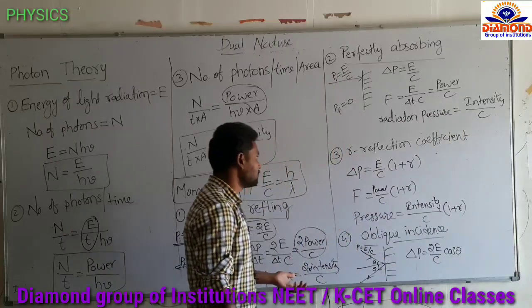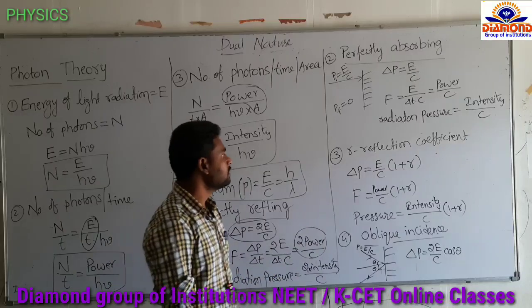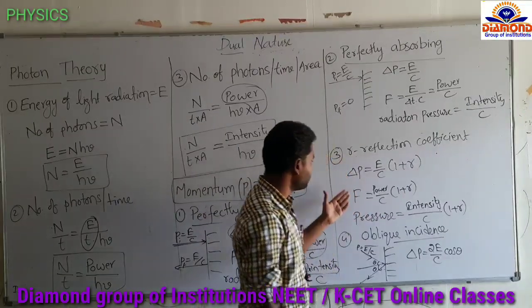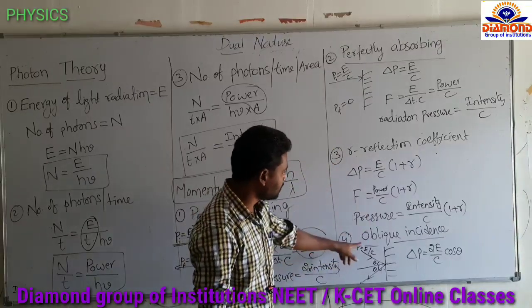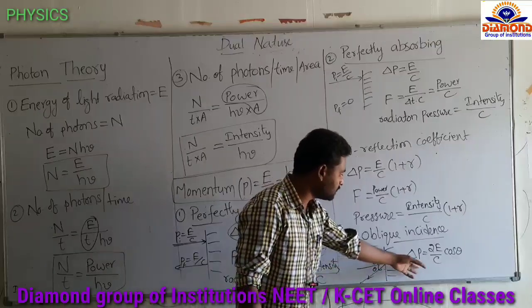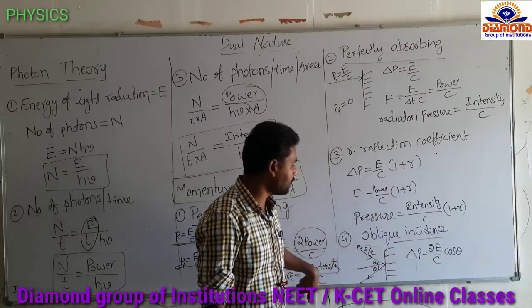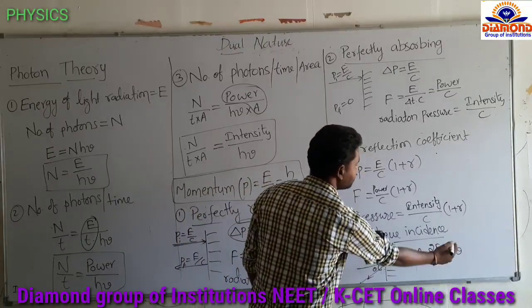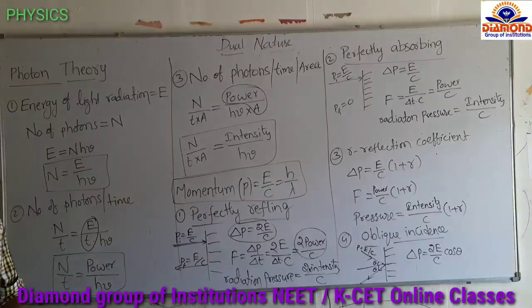Suppose the general case: if the reflection coefficient is given, say 25% reflected and 75% absorbed, then we get the R value. So in the general case you can write the change in momentum with this formula, and the force and pressure. All these formulas I have written here. Next, if the incident is oblique, then the change in momentum is 2E by C cos theta. Vertical components will be cancelled out, and the horizontal components add up. Then we get the change in momentum equal to 2E by C cos theta. Just pause the video and write down all these formulas.